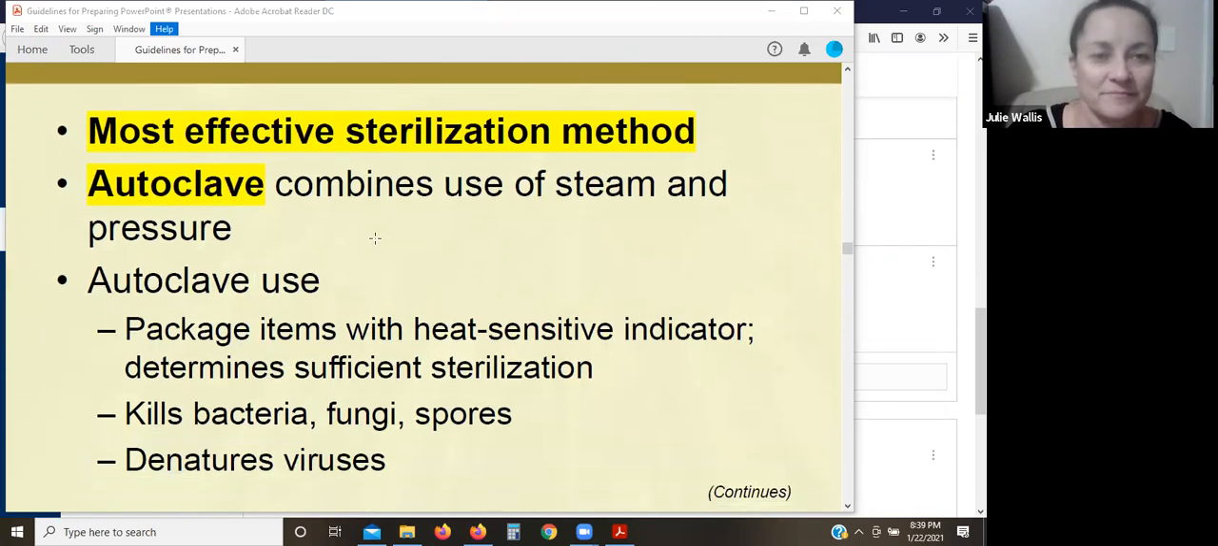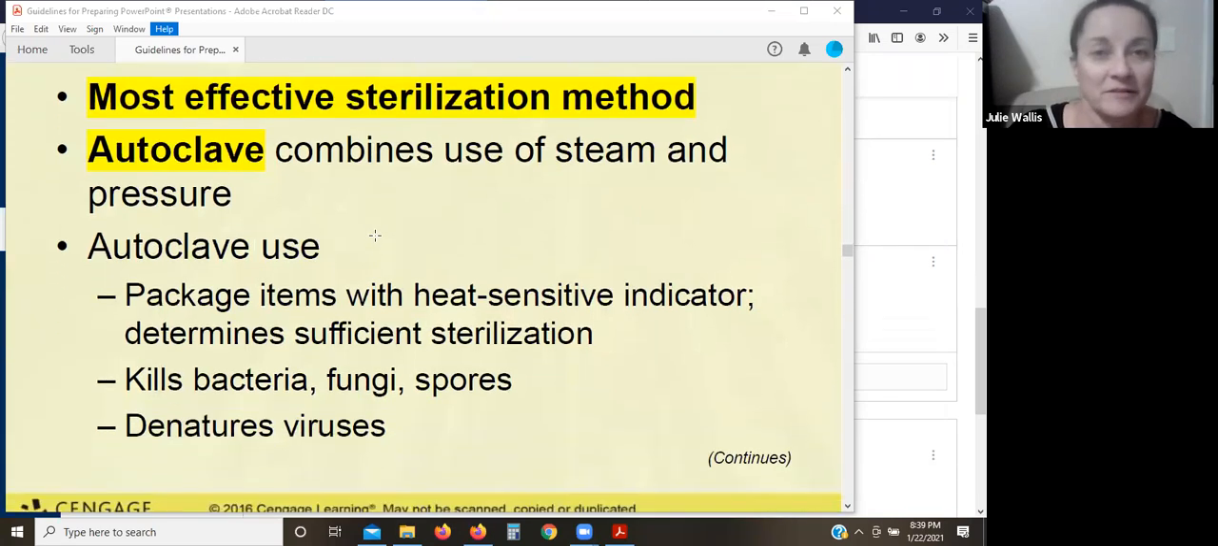Steam and pressure. I had to add that one in the other one also, because you definitely need to know the autoclave. But the most effective sterilization method is the autoclave.